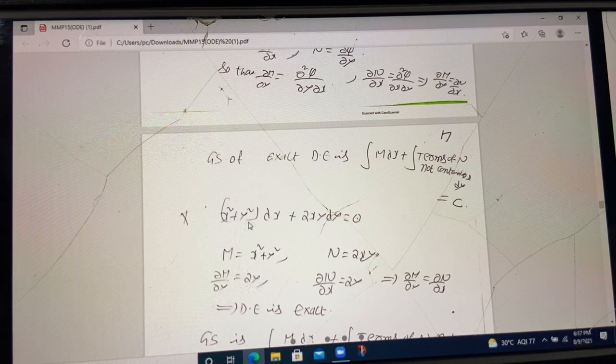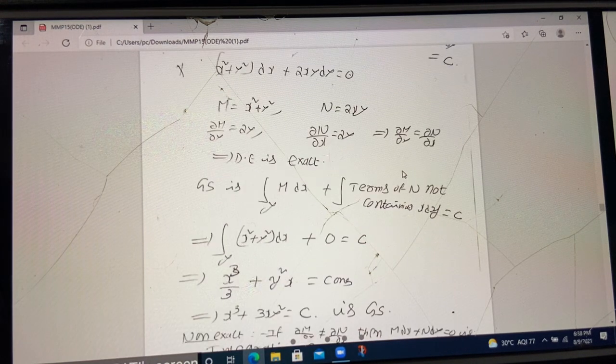Let us see. x square plus y square is M, this is N. So what is ∂M/∂y? With respect to y when you are differentiating, x is constant, so this is 0. For N, y square means ∂N/∂x: ∂/∂x of x is also. ∂M/∂y equals ∂N/∂x, so the differential equation is exact.